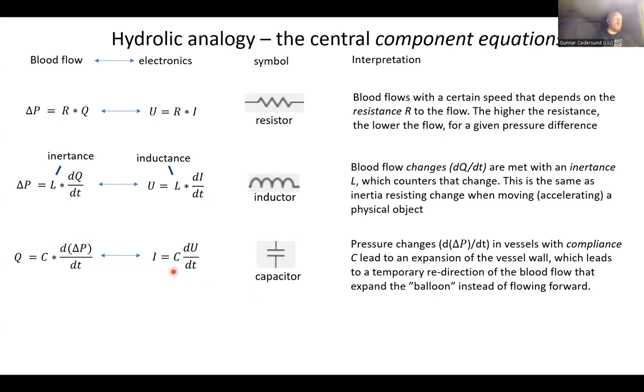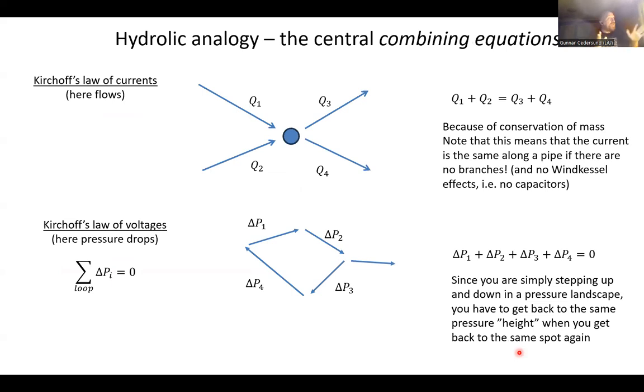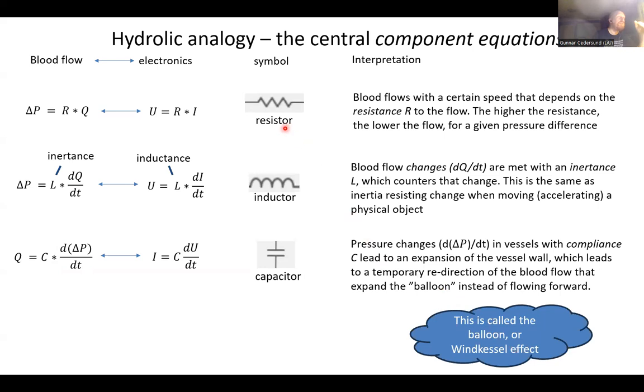And here, this is maybe more analogous, you could say, or something that you can carry over directly. Okay, so this here will be the conductance and the compliance. So this final thing is called the balloon effect or the Windkessel effect. And because of this, these models are sometimes called Windkessel models. Okay, so these are the equations that I just talked about for the components. So you can write up these equations for each component that you have in a circuit.